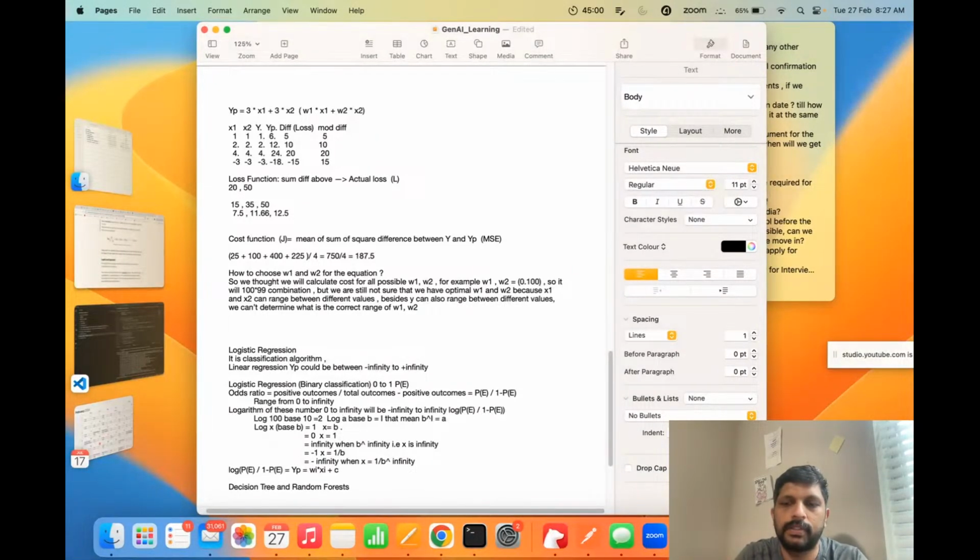Let's just call it z. Okay, but this is good. But what we want to predict is not z, right? As in linear regression, in logistic regression we want p of e, right? So how do you get it? We can derive it using that equation, right?